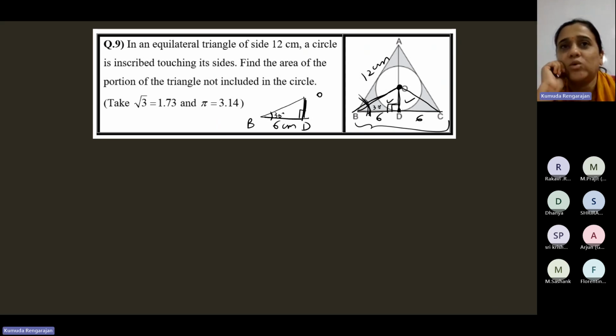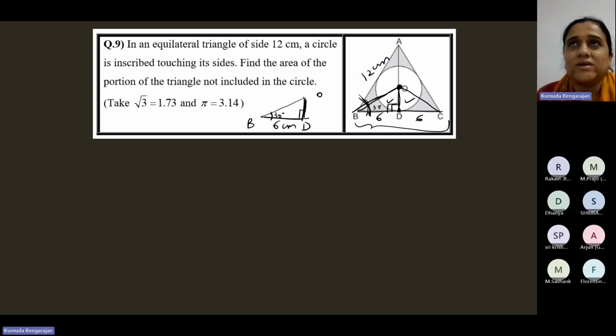So like that you can find OD. So now you have the radius of the circle. Now the idea: find the area of the triangle, √3/4 a square. Find the area of the circle, pi r square. The difference will give you the area of the shaded region. So that part is very easy.